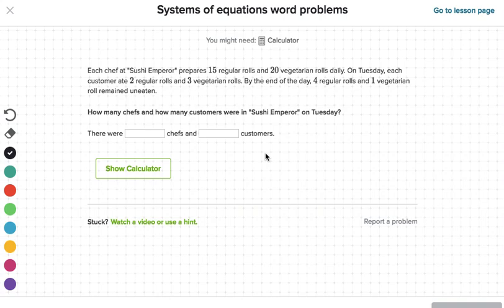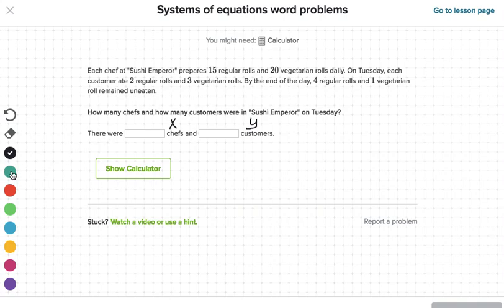In terms of equations word problems, we don't have the equations set up, so we need to set them up ourselves. In order to find out what our variables are, the first thing we should do is look right down here at the solution, and we see we're being asked for chefs and customers. Therefore, our variables must be chefs and customers. So we're going to assign x for chefs and y for customers, and we're going to go from there.